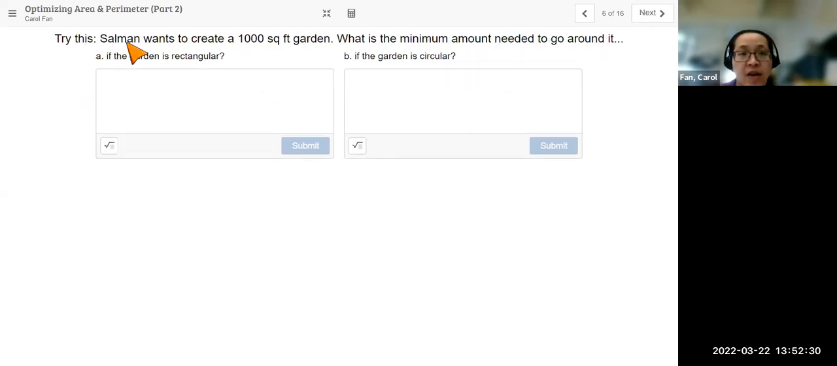Secondly, we have another question. Salman wants to create 1,000 square feet. Now, this is area. What's the minimum amount needed to go around this garden if the garden is rectangular or if the garden is circular? So I'm going to give you a little bit of time to answer these questions. I will be taking a look at what you're doing and write some feedback as you're going.